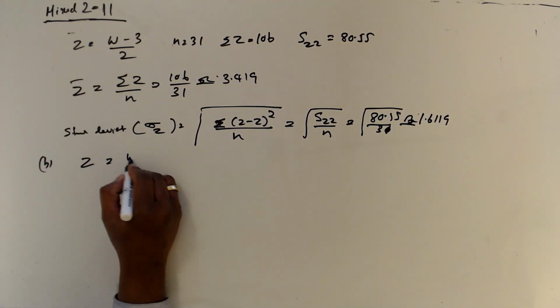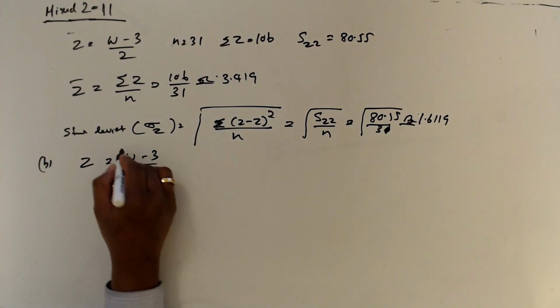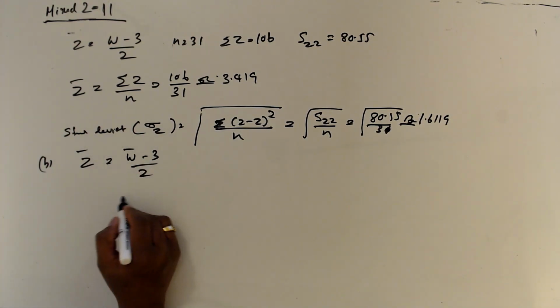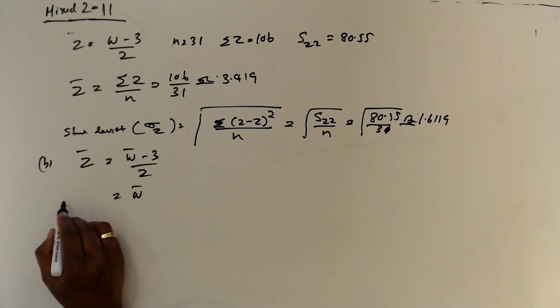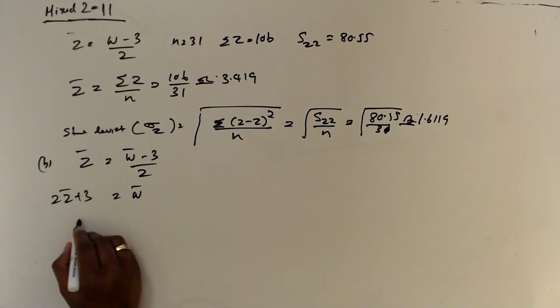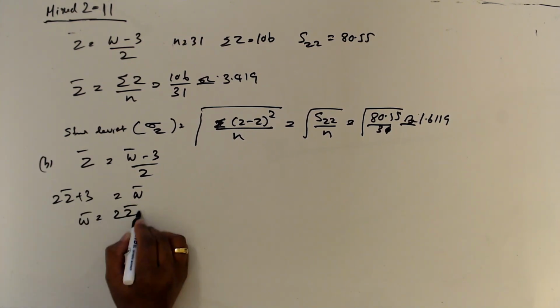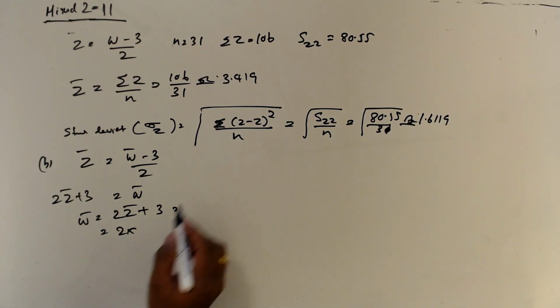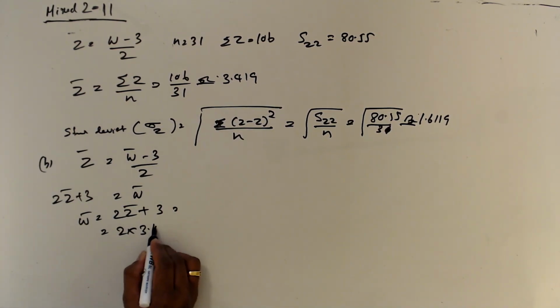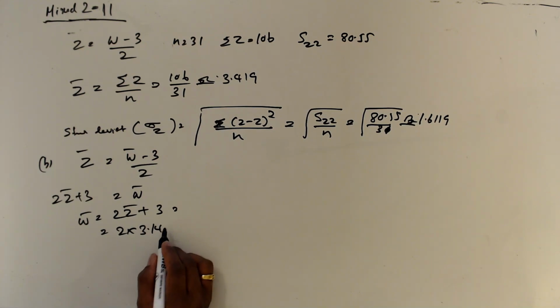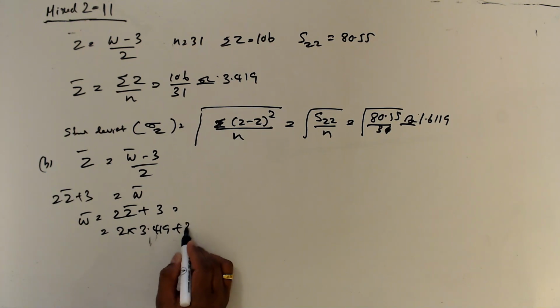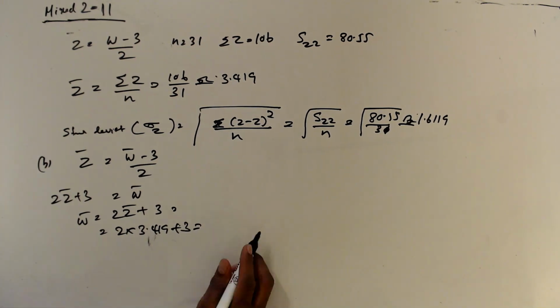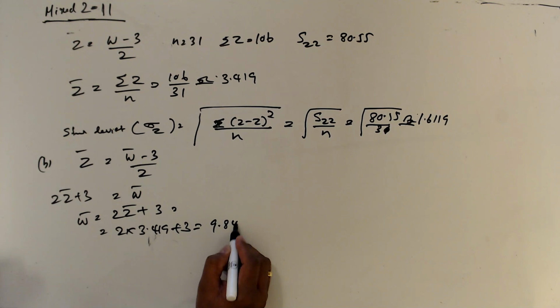Now we'll find the mean, so I can put z bar. So w bar equals 2 z bar plus 3. It means 2 times z bar. We found out 3.419 times 2 plus 3. That is 9.84.